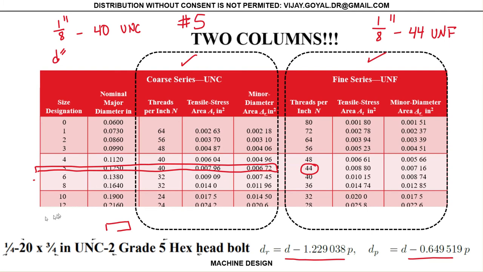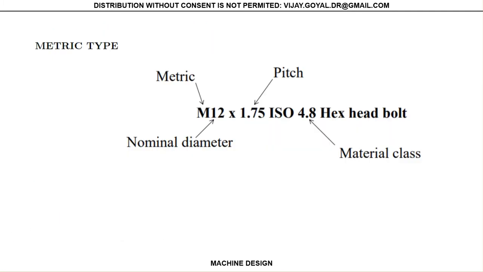Okay, this is the unified series, but then you have the metric series. In the metric series, this is the nominal diameter, this is your D. This is your pitch. No, it's not N, it gives you P. Remember, pitch is what goes from one crest to another crest. Thread is the number of threads that you have over the length of the screw.